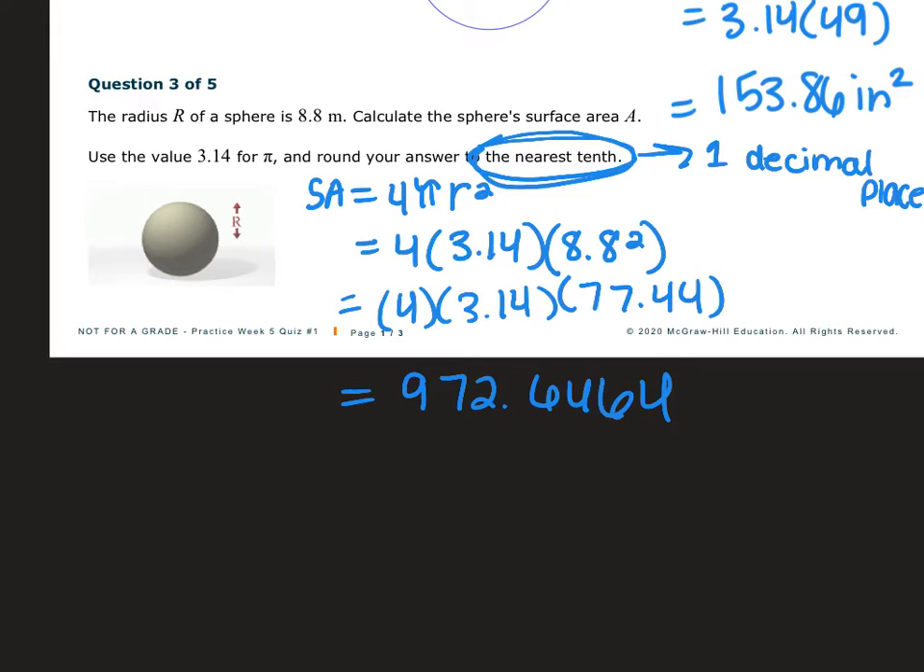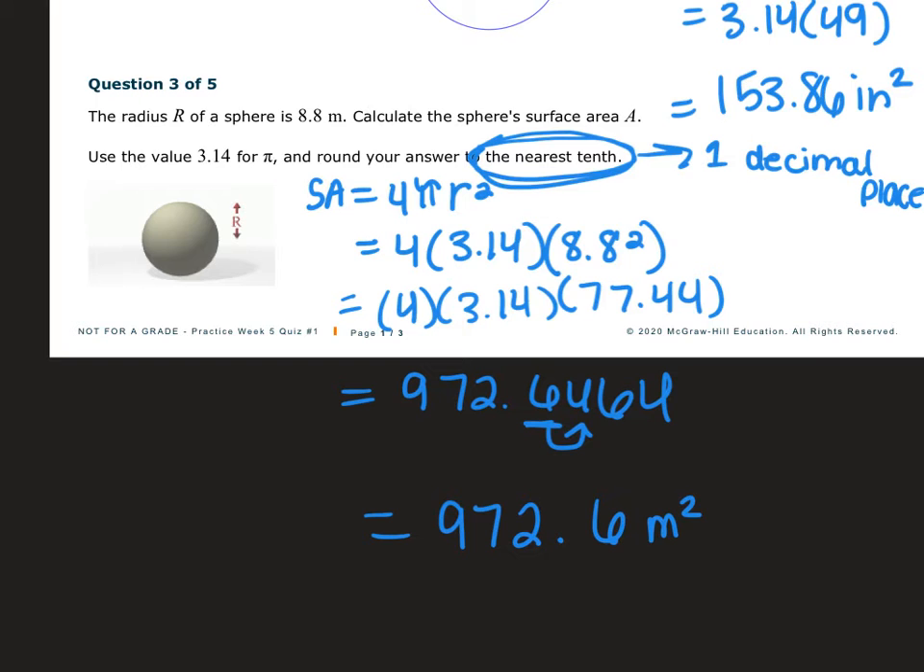So that's only one decimal. I'm going to look at this 6 here, and I'm going to look to the right of it. 4 or less, let it rest. 5 or more, I would add one more to it. It's a 4, so I let it rest. So my final answer is 972.6 meters squared. Again, squared because it is dealing with surface area and area in this case.